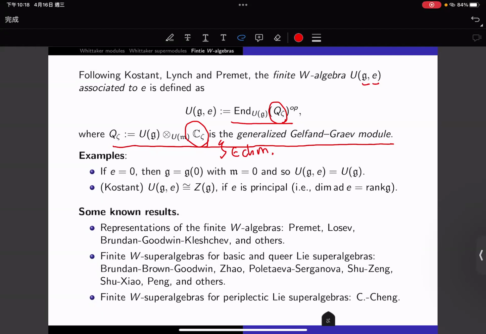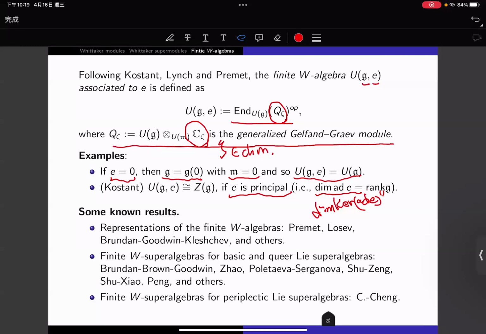For example, if E is the zero element, then G is just G_0 with M equal to 0. And in this case, the finite W algebra is the universal enveloping algebra. In another extreme case, if E is a principal nilpotent element, by which we mean the kernel of the adjoint action has dimension equal to the rank of this reductive Lie algebra, then in this case, Kostant proved that the corresponding finite W algebra is isomorphic to the center.